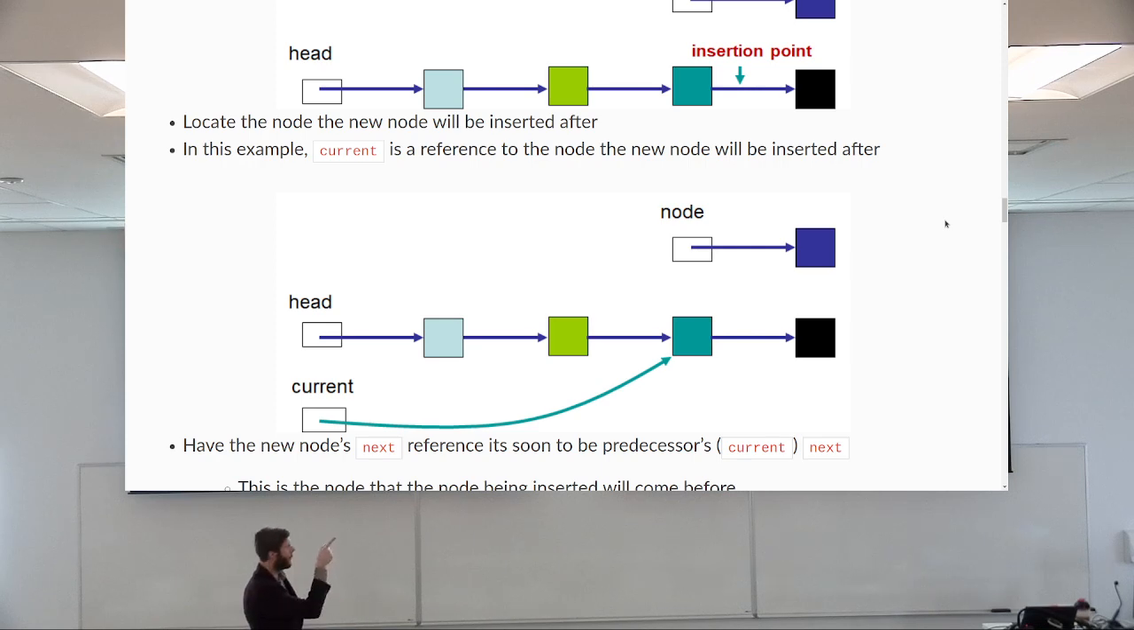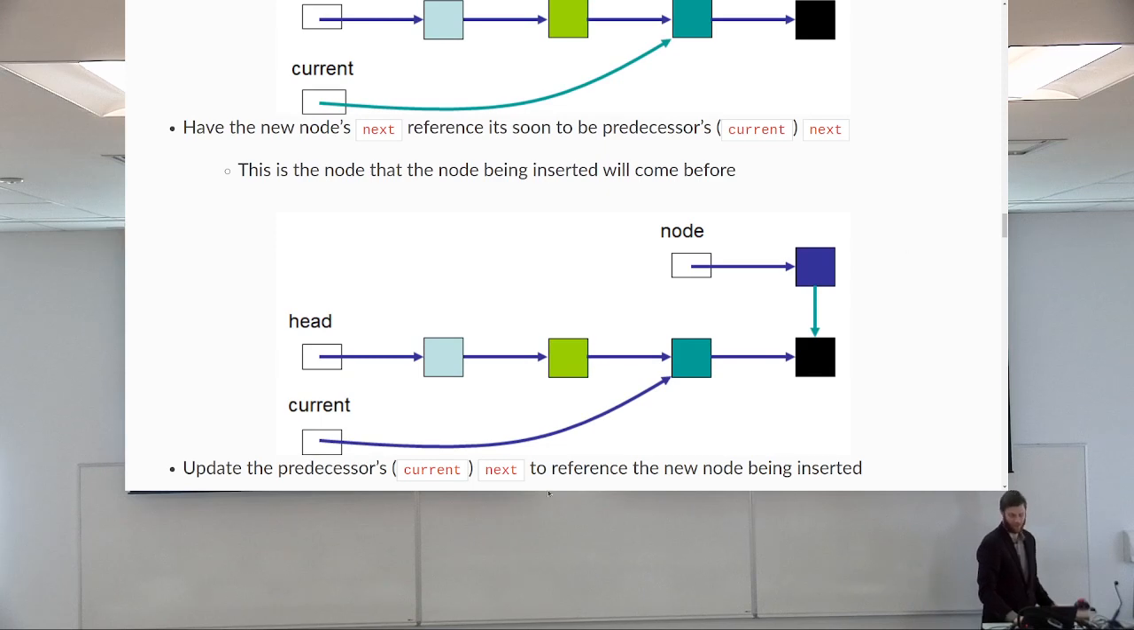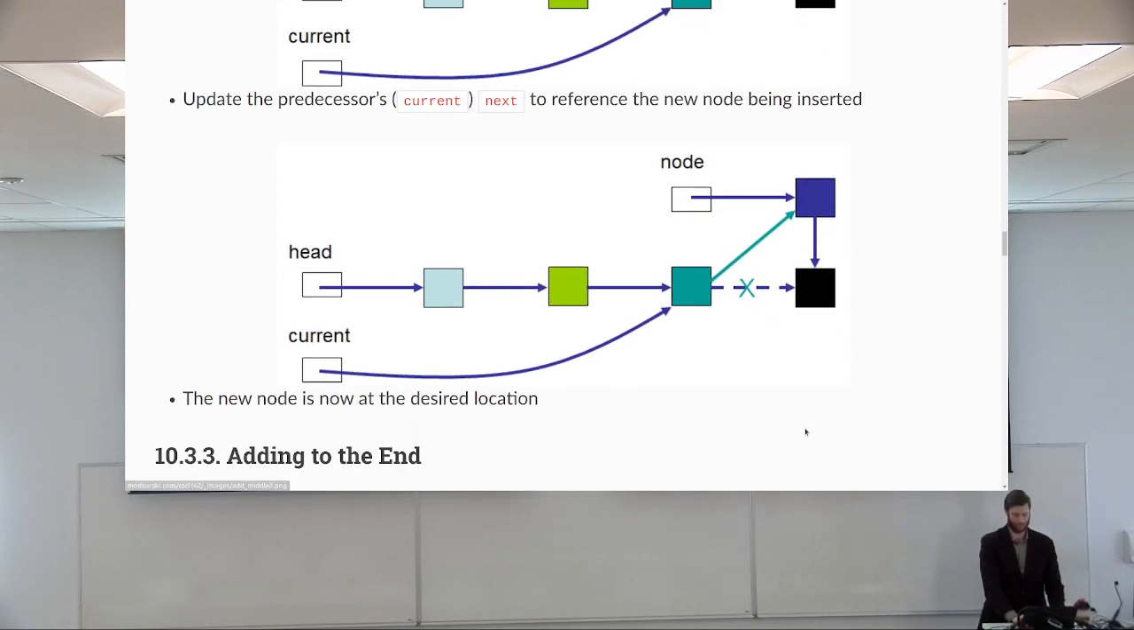You'd set blue to reference cyan's next. Okay, so what you're saying is, node, your next is current's next. Okay, then what? Then you set current's next to blue. You set cyan's next to blue. Yeah. Raise your hand if that's exactly what you were thinking. Now, be honest. Raise your hand if what you said was, we'll have current reference node, and then have node reference the black one. Raise your hand if you did it in that order in your mind.